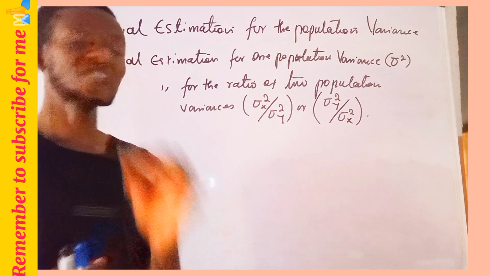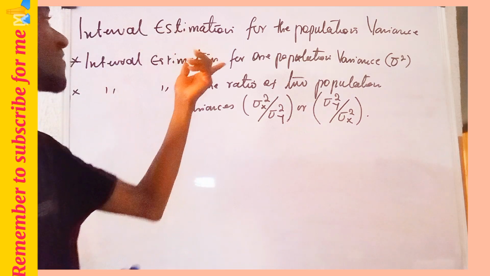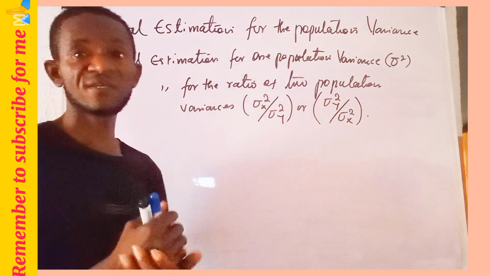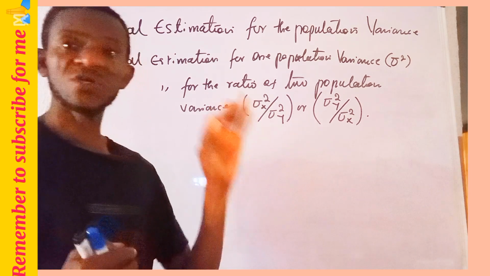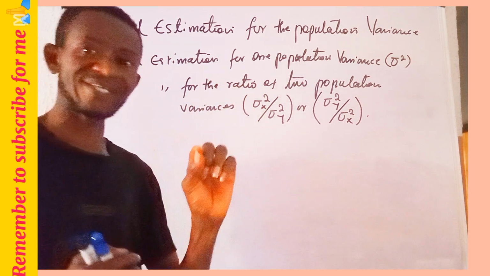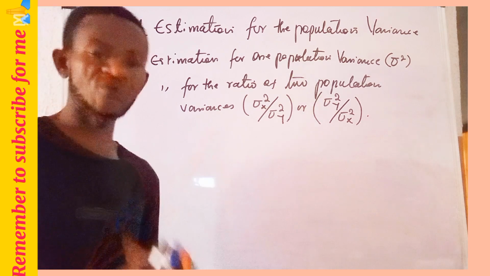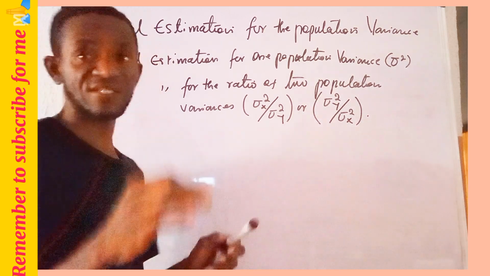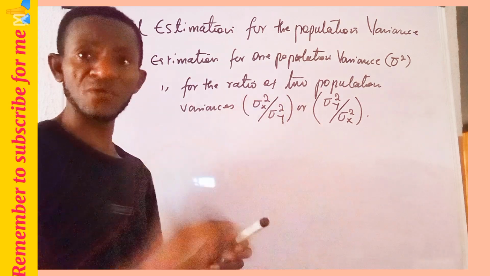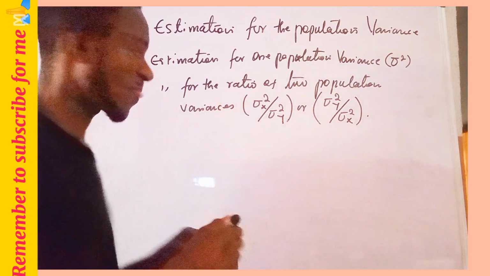But particularly in this class, we are going to concentrate our effort on the first category, which is interval estimation for the one population variance sigma squared. That is what we're going to start with. So first, we are going to remind you of certain certainties that we know in statistics.